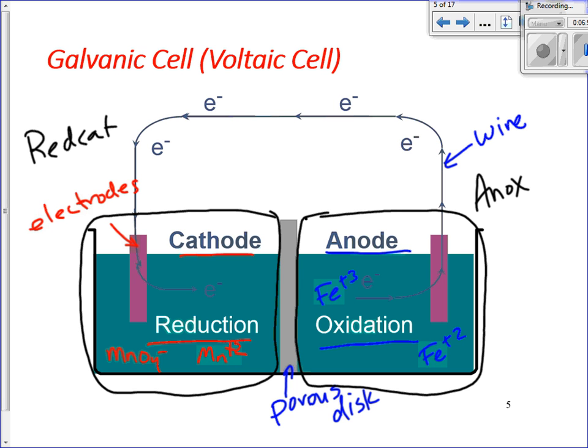Oxidation is in the anode. The other thing you should notice is that the electrons are always going to be transferring from the anode over to the cathode. That is the pathway.